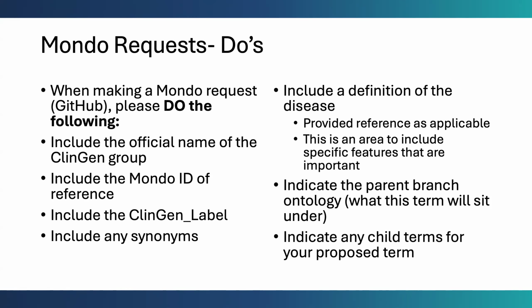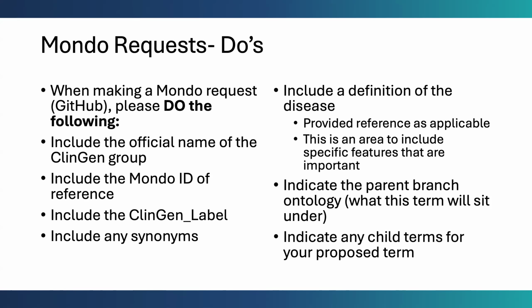You also want to include any other synonyms. Just remember, gene-related phenotype descriptor is the ClinGen label. Your groups may not like that. They may want something else. That's okay. They can include it as a synonym. We can add as many synonyms as we want. ClinGen will still be attributed, but it will not be the official ClinGen label.